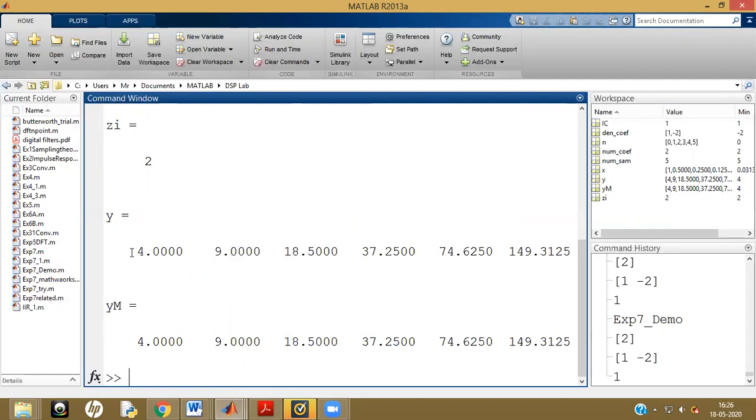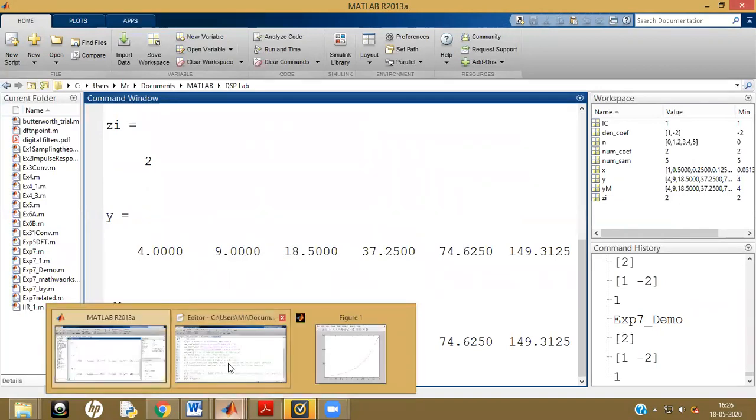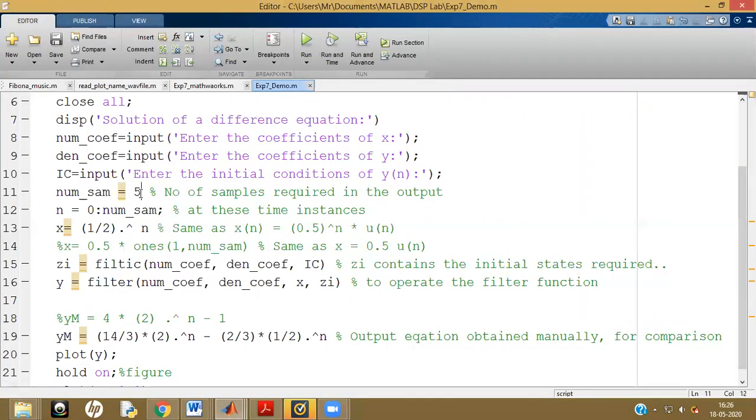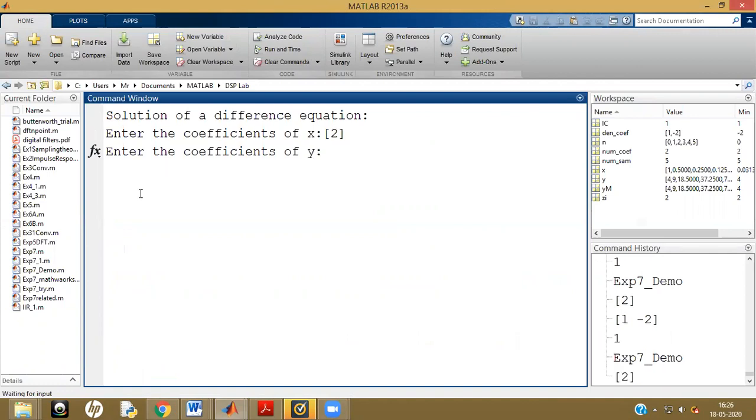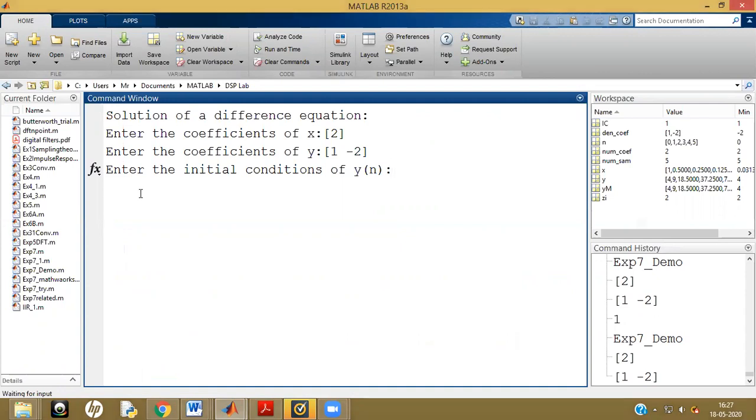You can see y is the output given by MATLAB, and this is the output as per my calculation. So 4 samples are calculated. Let us make it say 50 samples. So then also you will get this, the value, and this is the coefficients of the denominator, and the initial condition there was only one.